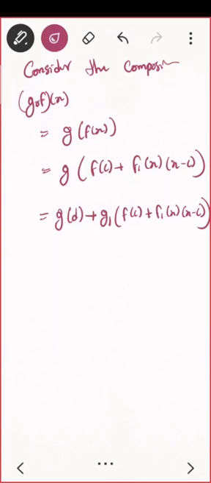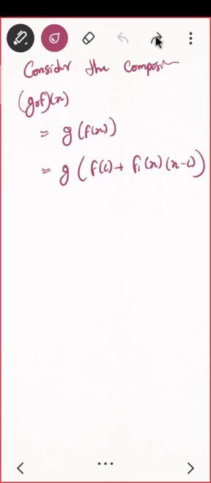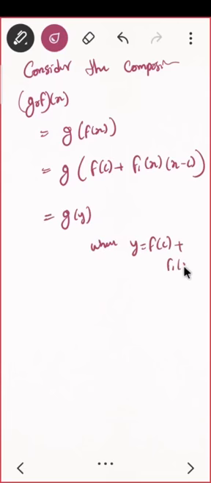Okay. So maybe if you don't understand, let us just make it simpler for you. Let us consider this thing y. Let us consider this is say g of y, where y is this. y is equal to f of c plus f1 of x into x minus c.